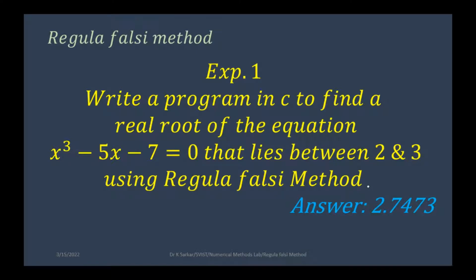Here we are going to write a program in C to find the real root of the equation x cube minus 5x minus 7 equals 0 that lies between 2 and 3 using Regula Falsi method. Before going to Regula Falsi method, let us try to understand intermediate value theorem.